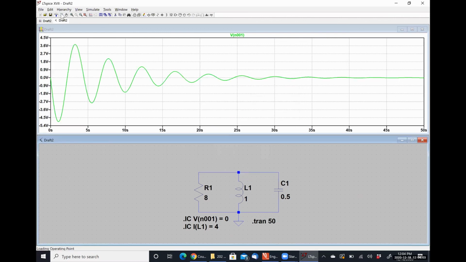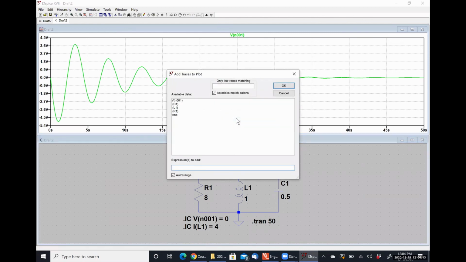All right, here's our capacitor voltage. Now, let's talk about how we go about checking our answers. I'm going to add a trace, and I'm literally just going to put in the mathematical function that we got through our analytical solution, which was negative, read it off to me.